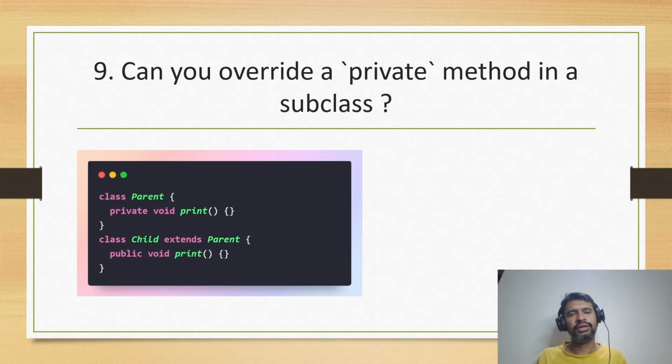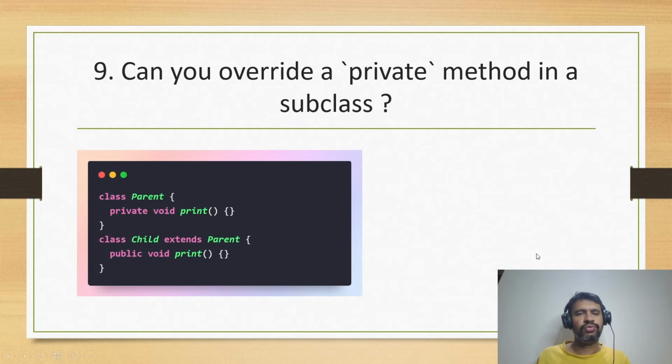Let's see the next question. The question says, can you override a private method in a subclass? First you have to understand the private access modifier. If a method or a variable is declared as private, it can be accessed only within the same class. Normally it can be accessed by other methods in the same class. So if I have another method in the parent, that can access the print method. And the child is extending this parent class.